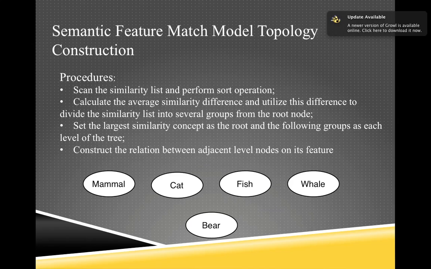So this is our method. The whole method includes 4 procedures. Firstly, you should scan the similarity list and perform the sort operation, sorting based on the similarity value. You perform the sort as increase or decrease. This is the first procedure. The second one is calculate the average similarity difference and use this difference to divide the similarity list into several groups from the root node.